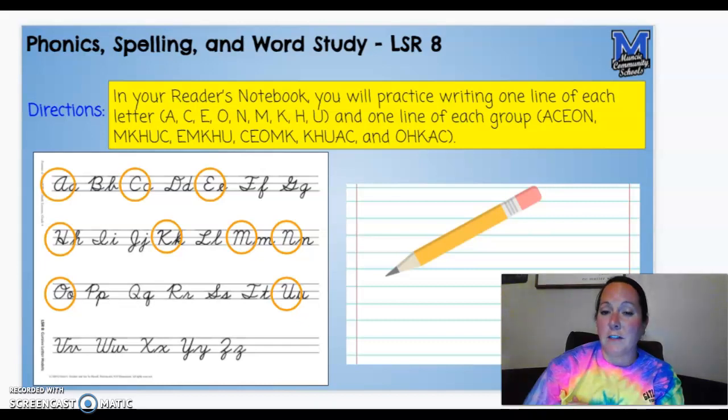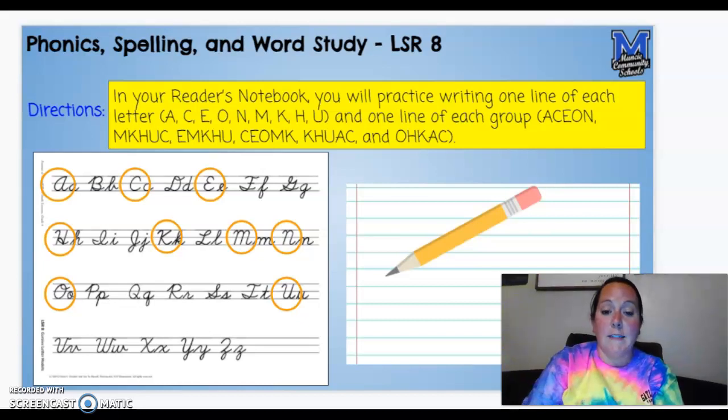Today, during your phonics word study lesson, you practiced writing uppercase cursive letters. You wrote uppercase A, C, E, O, N, M, K, H, U. Today, during your practice, on a piece of paper or in your reader's notebook, whichever your teacher prefers, you are going to write one line of each of those uppercase letters.